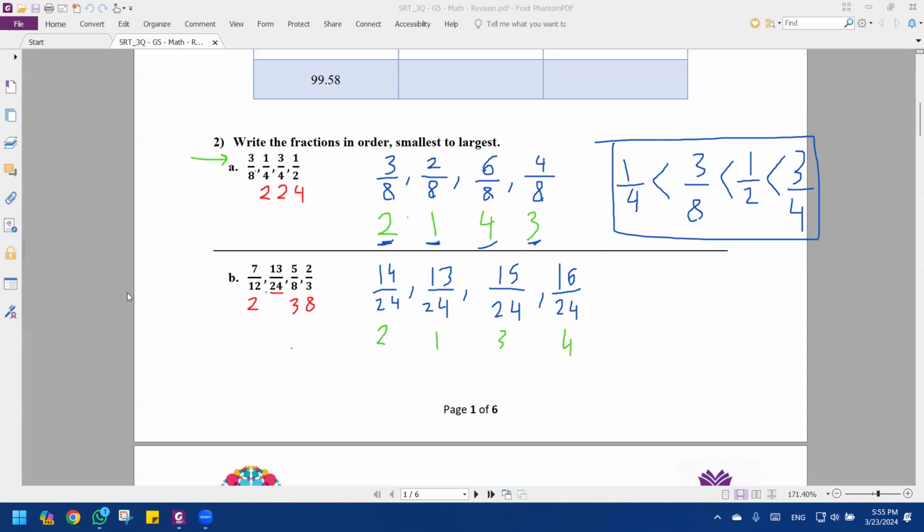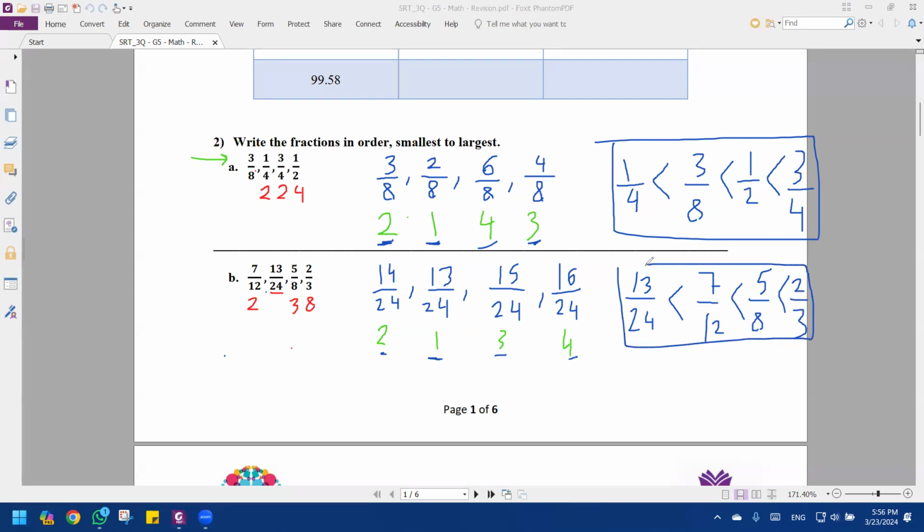Now, as we said before, we order the original fractions. So the first one was the second place, so 13 over 24. The second one was the first fraction, 7 over 12. Third one is the third fraction, 5 over 8. And the biggest one, the last one, is 2 over 3. So these are the steps that you need to use in the exam. You should show all your work.